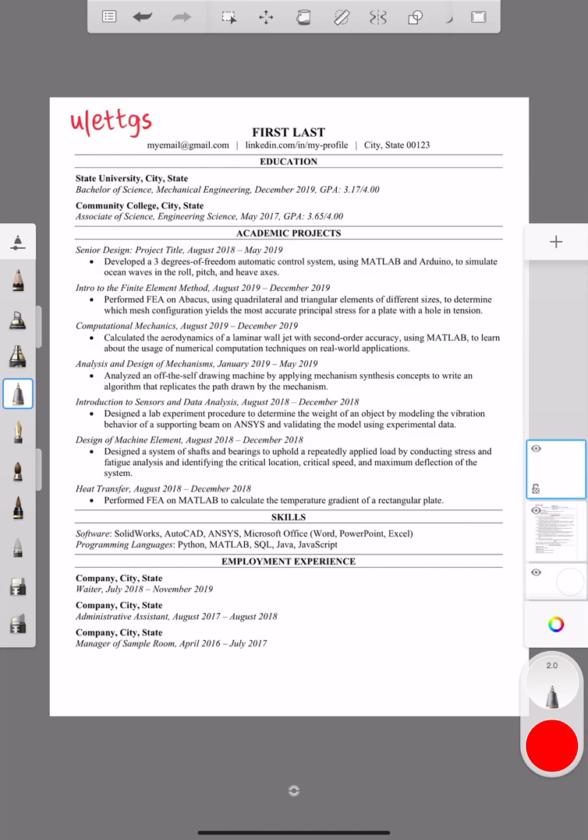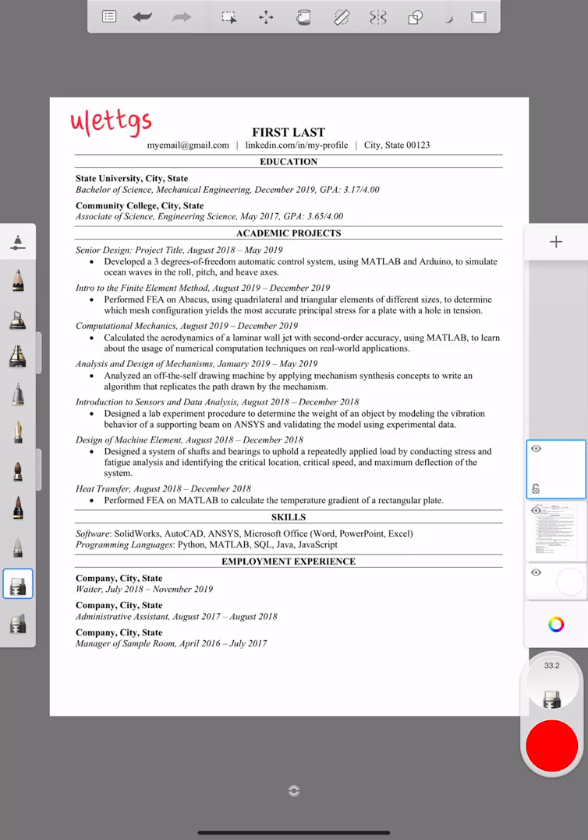Right off the bat, it seems kind of empty. It is clear, though, how it's broken up, which is great. The academic projects are obviously the centerpiece of the resume.